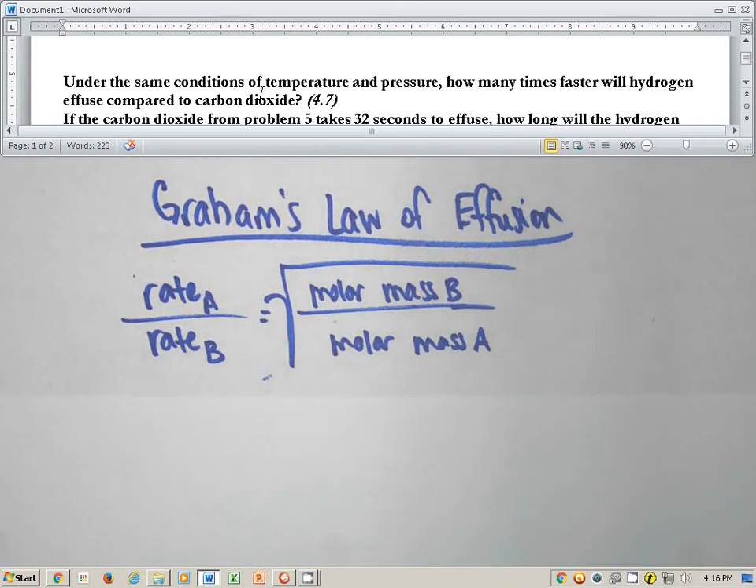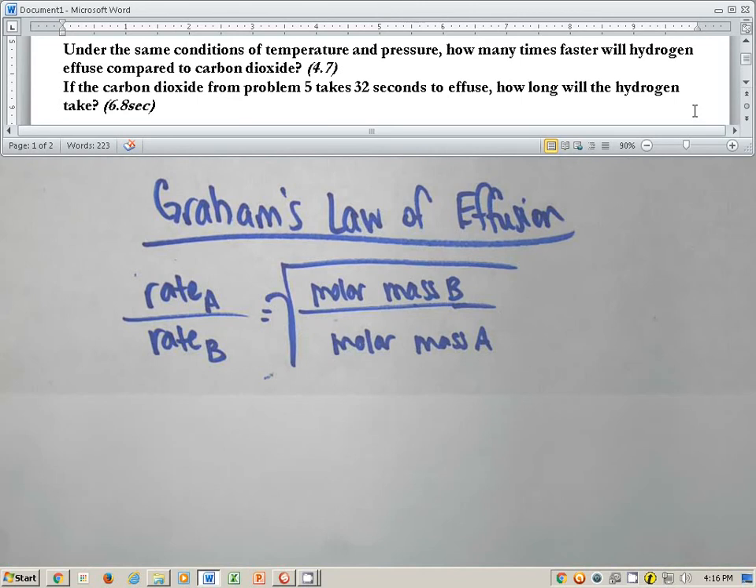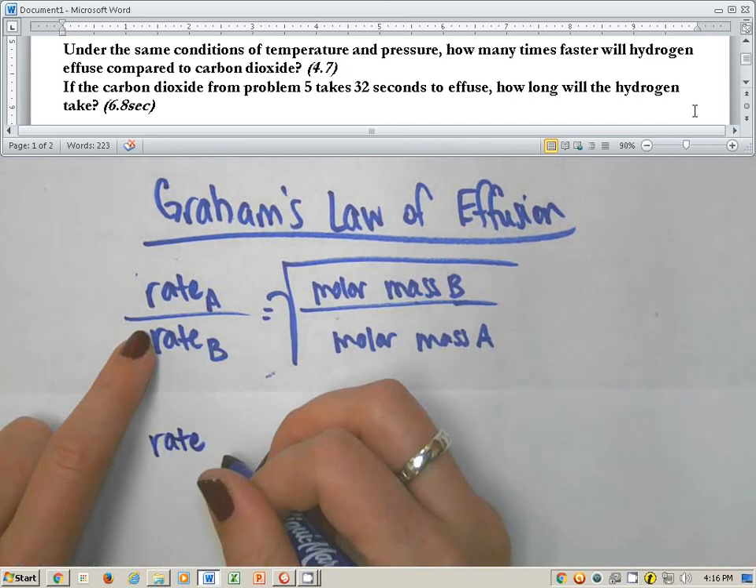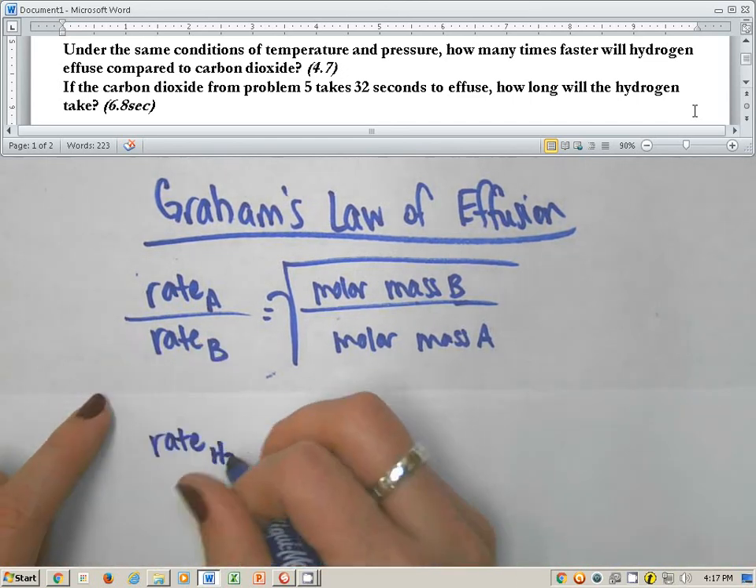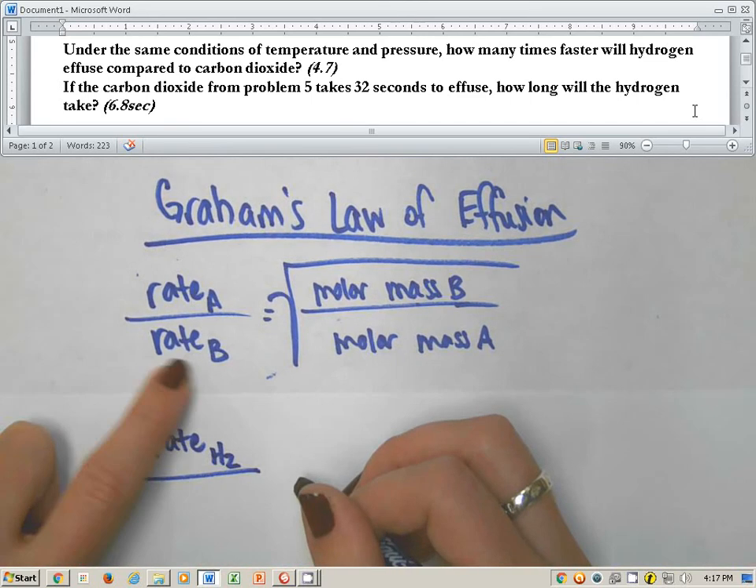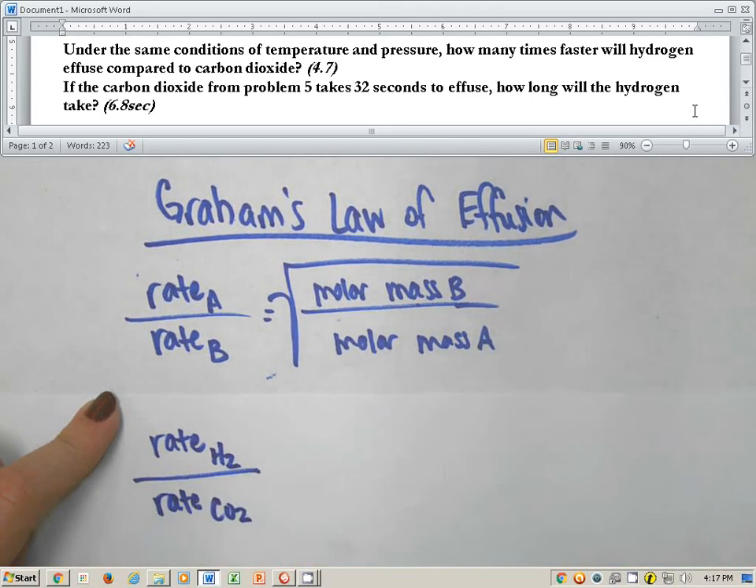The problem says, under the same conditions of temperature and pressure, how many times faster will hydrogen effuse compared to carbon dioxide? Okay, so when it says hydrogen compared to CO2, I'm going to plug it into this equation I have on my paper here. The rate of A will be the first one, will be the rate of hydrogen. And then compared to carbon dioxide, so that'll be my B, the rate of B will be CO2. So I'm comparing the rate of hydrogen to the rate of carbon dioxide.